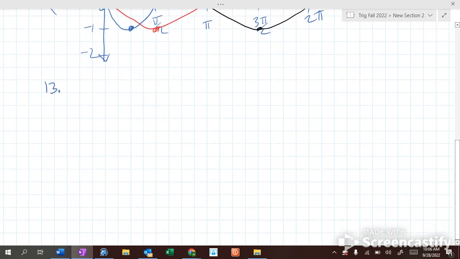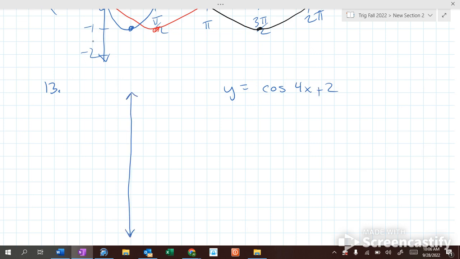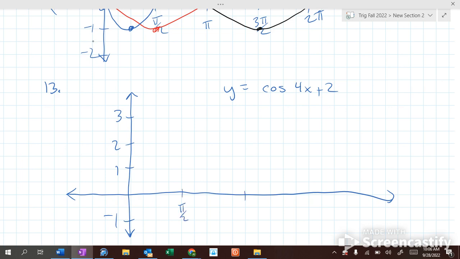13 is a cosine one. What is 13? y equals cosine of 4x minus 2, plus 2. Okay, since I see that plus 2, I know everything's going to go up by 2. So I'm going to start my graph down lower to make room so I can make it go up 2. 1, 2, 3, negative 1, pi over 2, pi, 3 pi over 2, 2 pi.